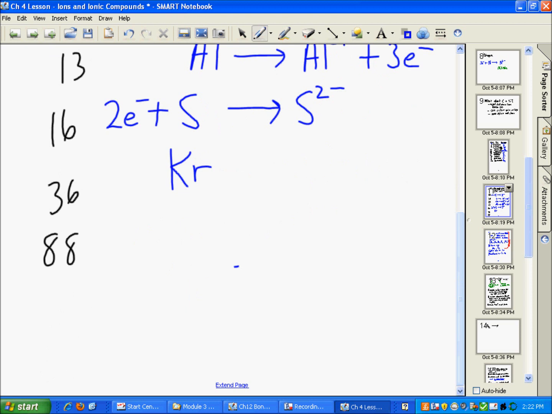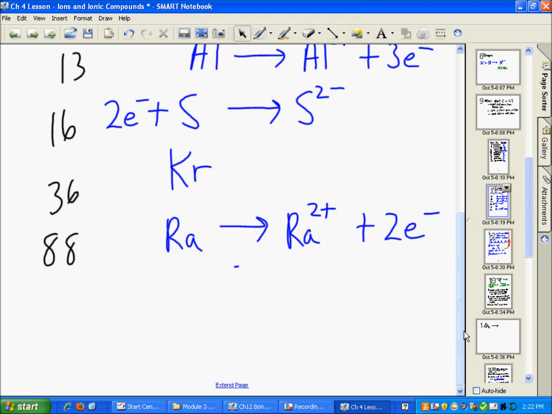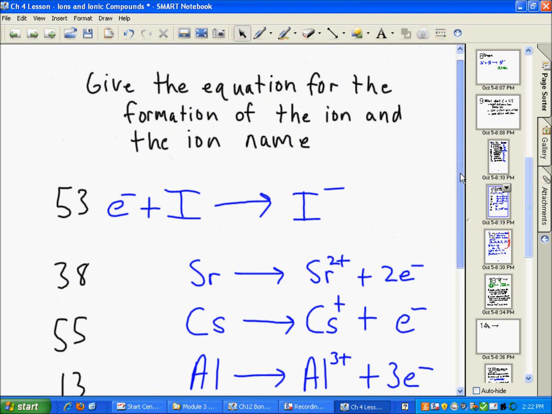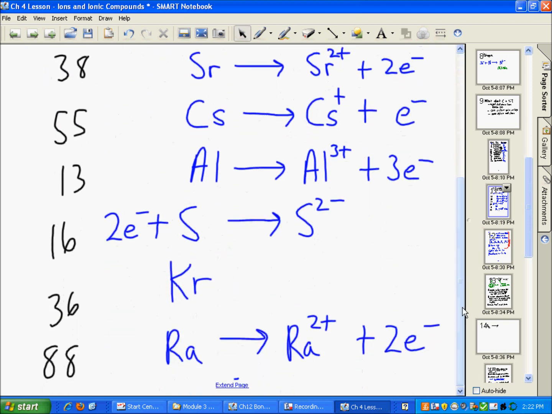Okay, and the last one is 88. Ra, radium. 2 skips to the left. 2 skips to the left, which will make it what charge? 2 positive is correct. And where do we put the electrons? On the same side. Good. Excellent. Okay, so you've got the equations for ion formation now. You need the aluminum one, so I can scroll back and give you that one again. Okay, we're ready to go on.